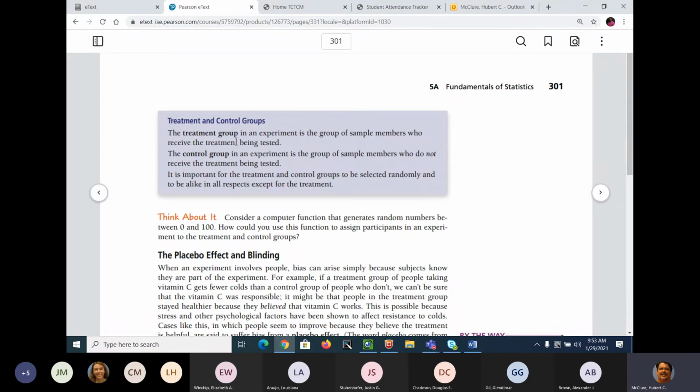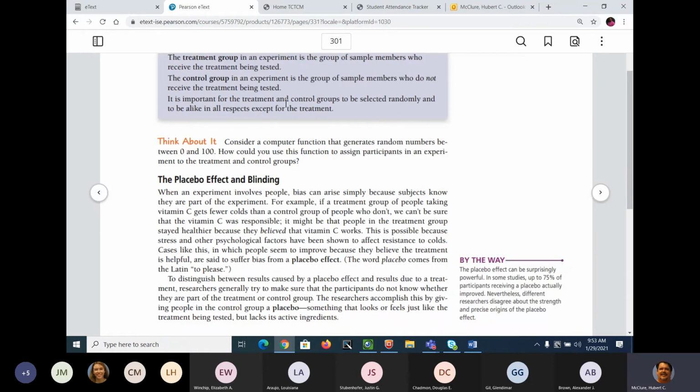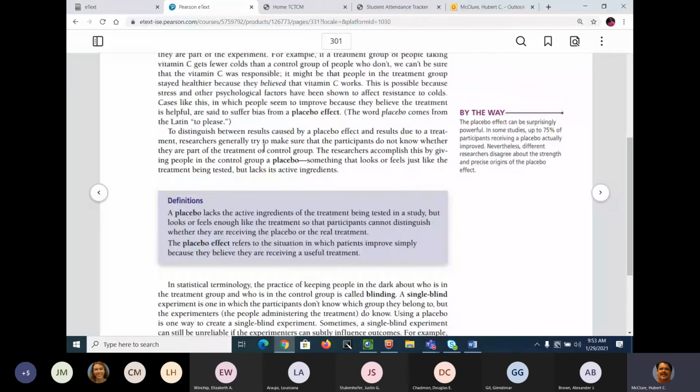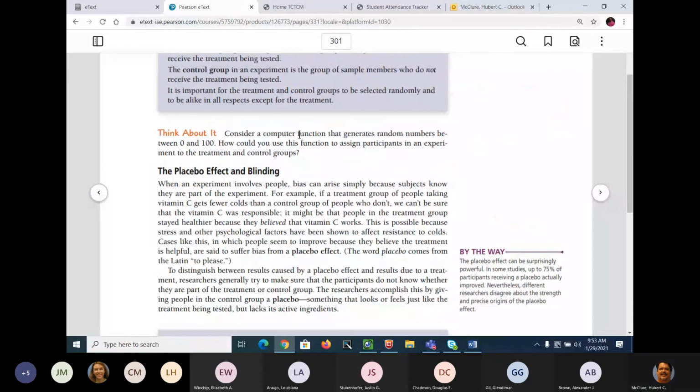Treatment group, they receive a treatment. Control group does not. Okay, I do want you to write down placebo. Can somebody tell me a placebo? What is a placebo? It's when the test subject thinks that they're getting the treatment. That's called the placebo effect. Yes. And for a placebo, just write down sugar pill. It's a pill with no what? Medicinal value. A pill made out of sugar.